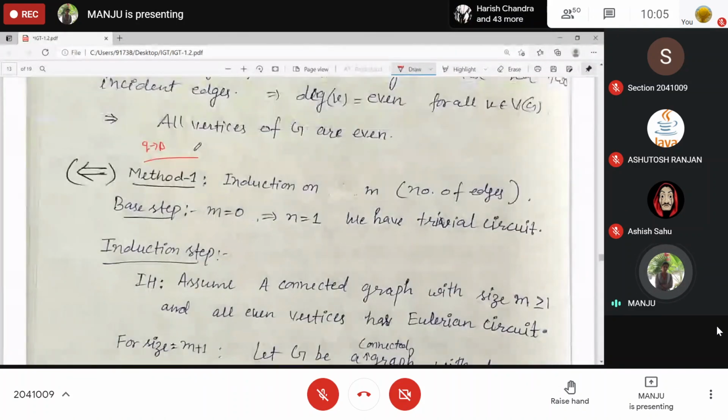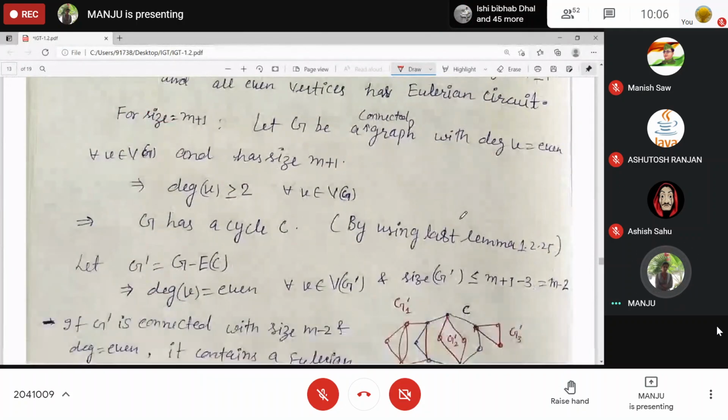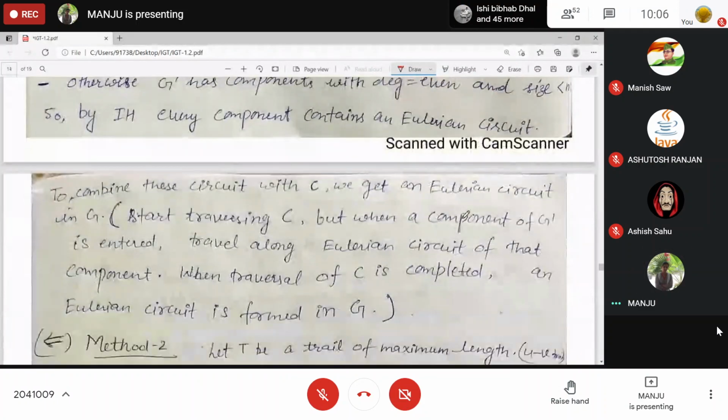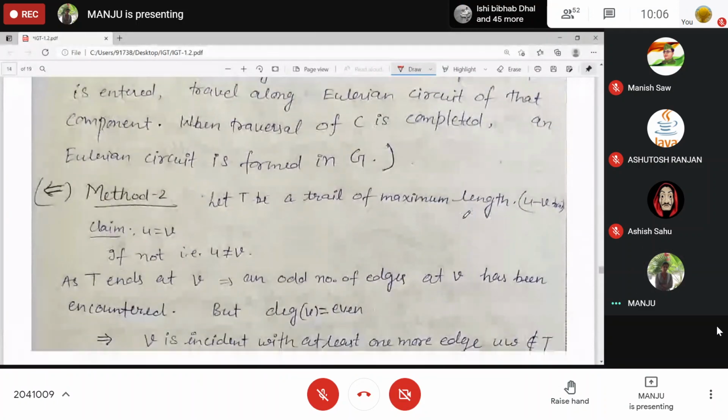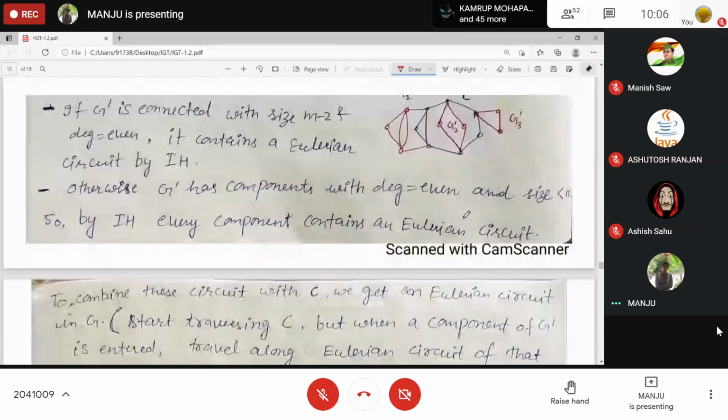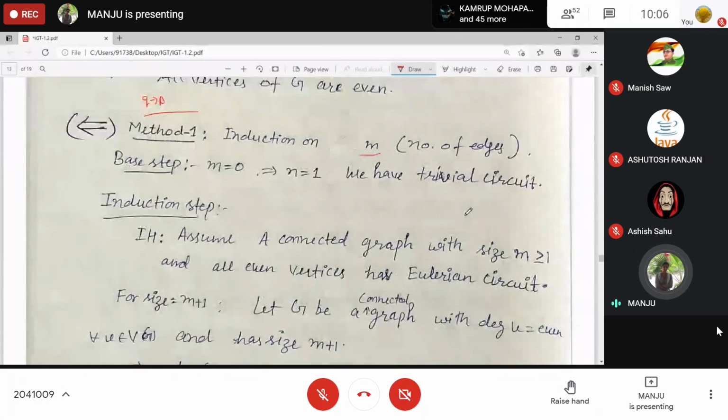So we just proved this by using the induction method on the number of edges m, because that circuit contains all the edges, right? We proved this one. The first step is what? Take m equal to 0, then it is true, right? For the induction hypothesis, you assume it is true for m and then prove it true for m plus 1.